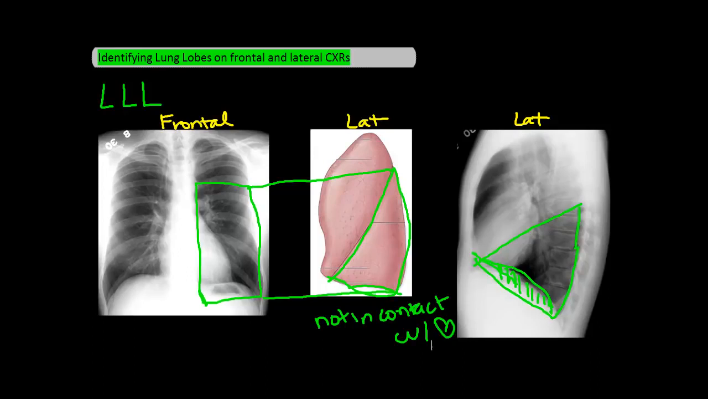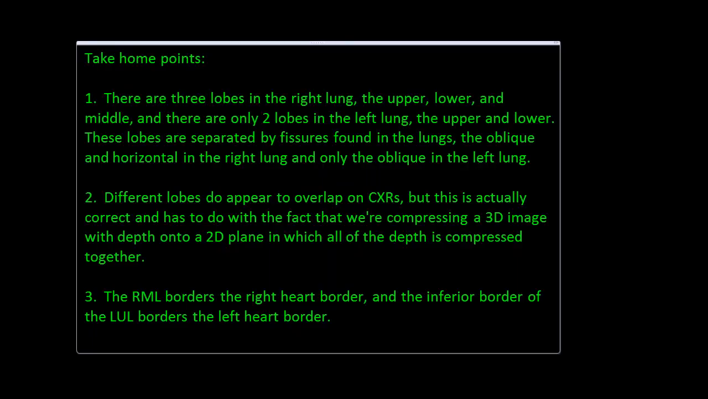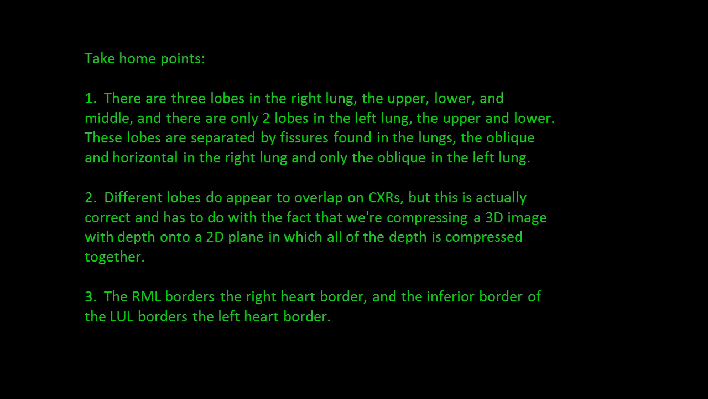And that's really it. And so here are take-home points for you. Take-home point number 1. There are 3 lobes in the right lung, the upper, lower, and middle, and there are only 2 lobes in the left lung, the upper and the lower. These lobes are separated by fissures found in the lungs, which are the oblique and the horizontal in the right lung, and only the oblique in the left lung.